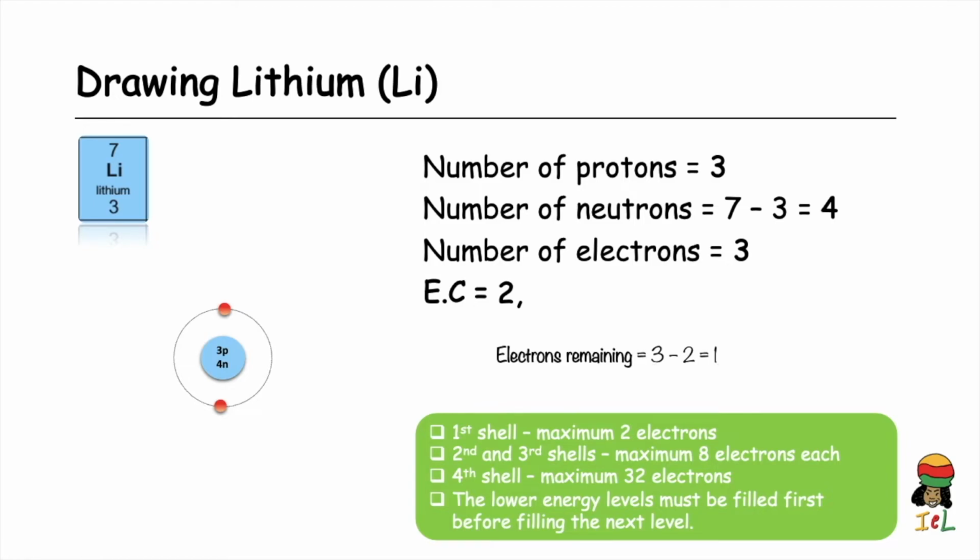After placing 2 electrons on the first shell, there is still 1 of 3 electrons remaining. Since the first shell has the maximum number of 2 electrons, and we still have a balance of 1 electron to be placed on a shell, we can go ahead and draw a second shell and place that 1 electron on the second shell. So the drawing of lithium is now complete, and it has an electron configuration of 2, 1, 2 electrons on the first shell and 1 on the second shell.